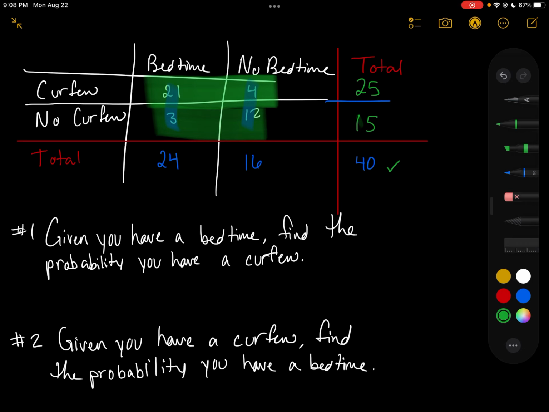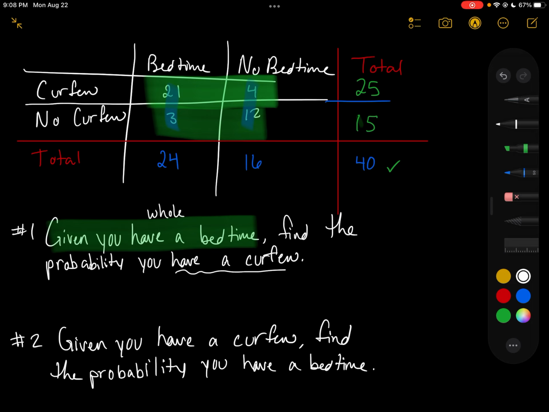So for our first one, given that you do have a bedtime, so when we see given next to that, that's going to tell us that's our whole. So given that we do have a bedtime, we want to find the probability that we have a curfew. So that's the part. So setting up part over whole, we identified that bedtime is the whole.